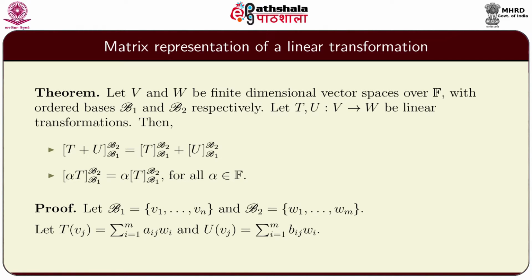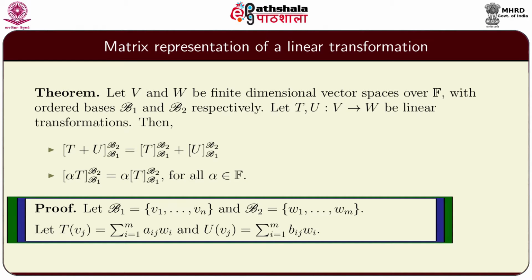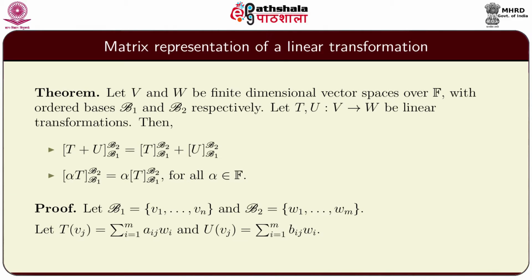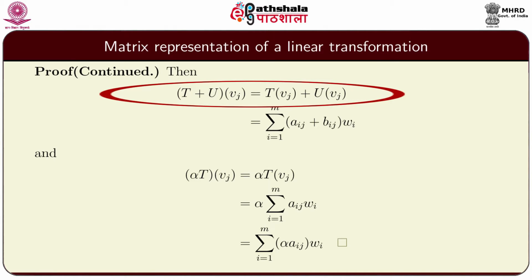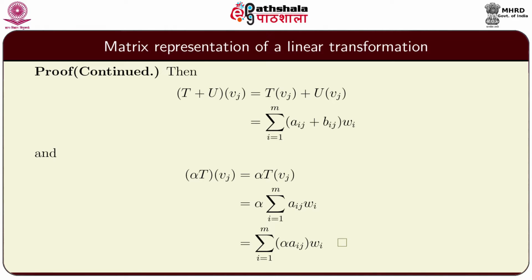Start with the ordered bases B1 and B2, and suppose they are given by the vectors V1, V2, ..., Vn and W1, W2, ..., Wm. We can write T of Vj as the linear combination of the Wi's, the scalars being Aij, and U of Vj as the linear combination of the vectors Wi's, where the scalars are Bij's. Then you can see that T plus U of Vj would be the summation of Aij plus Bij times Wi. So, the scalars that we get would be the pointwise addition of the entries of two matrices. The ijth spot would have Aij plus Bij.